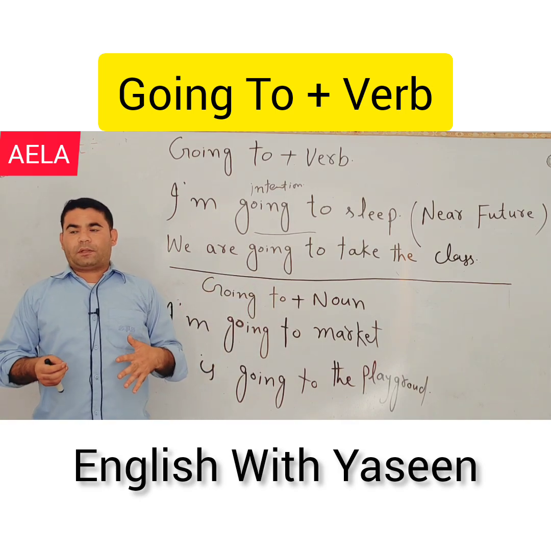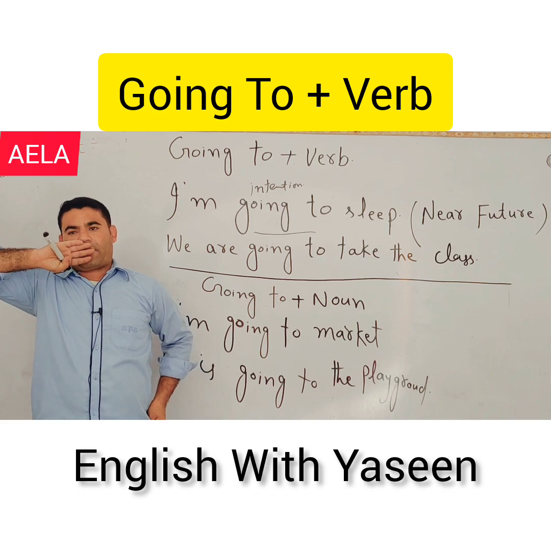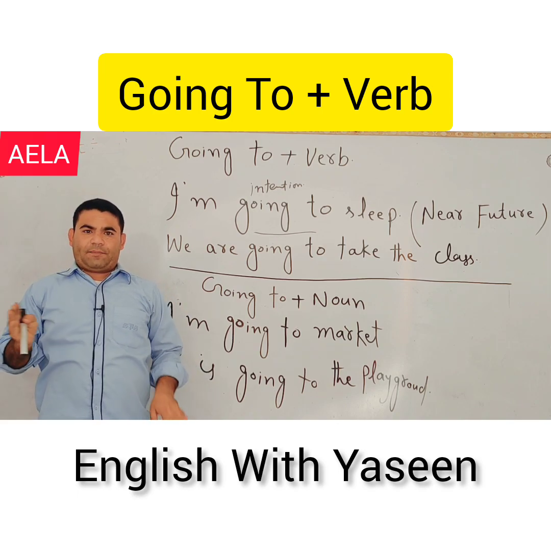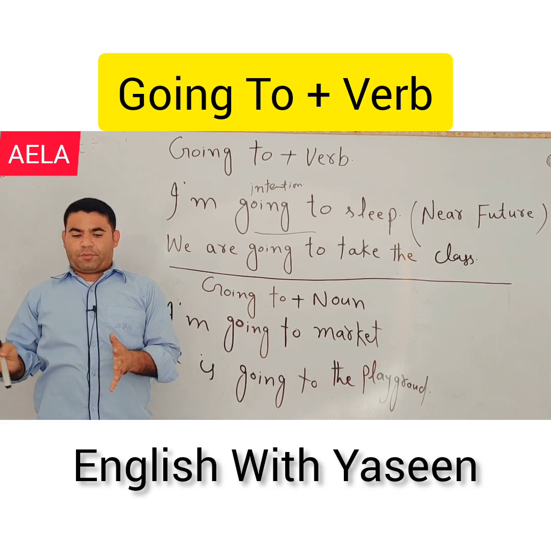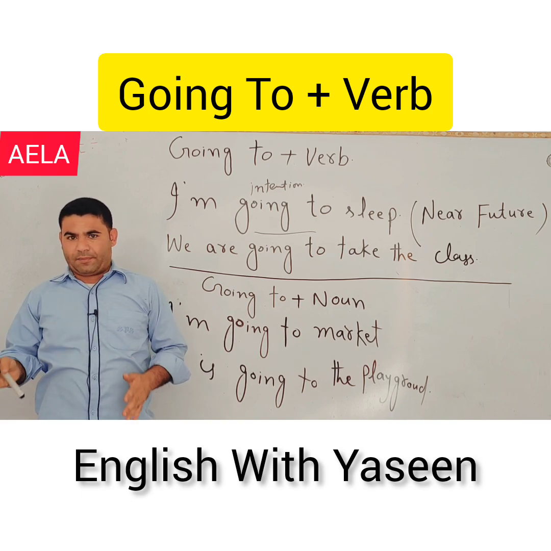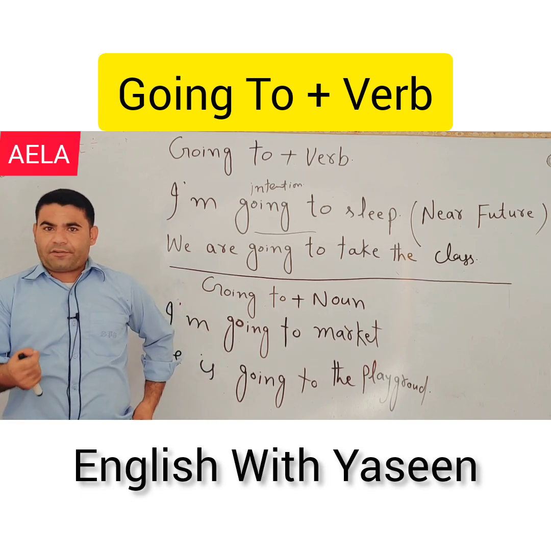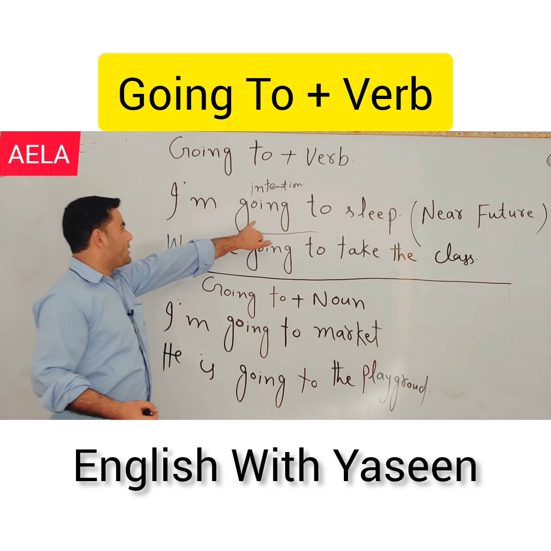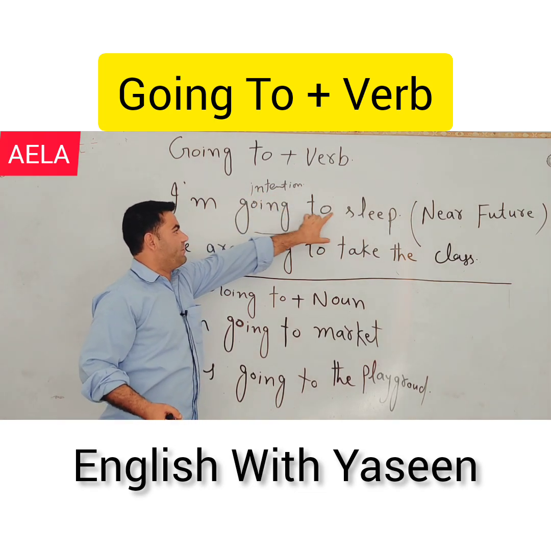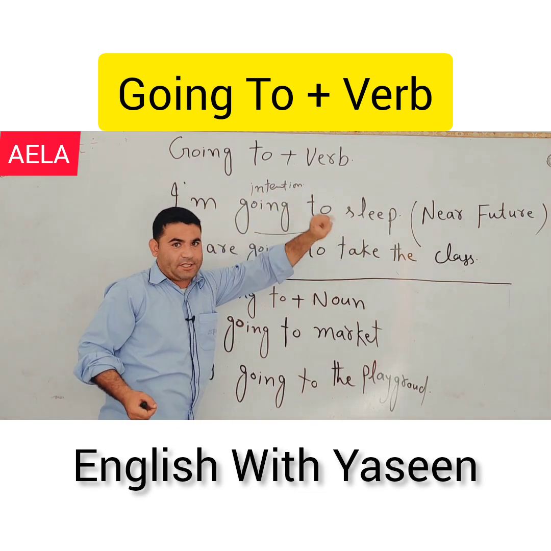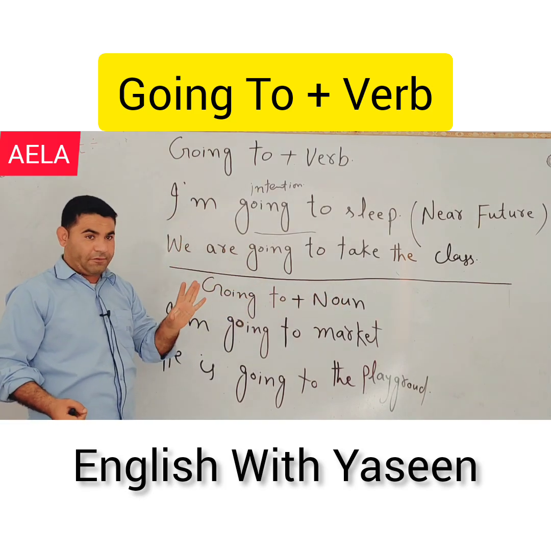Now, for example, I start yawning. Okay, like this. I start yawning and I'm sitting with my friends. So we say I'm gonna sleep. So it's near future. When after going to, there is a verb, it indicates near future. Again, I say near future.